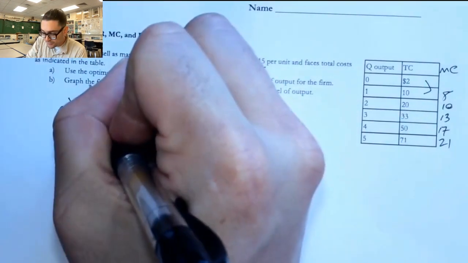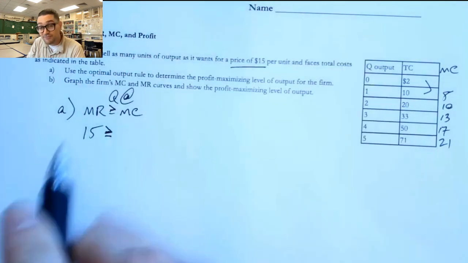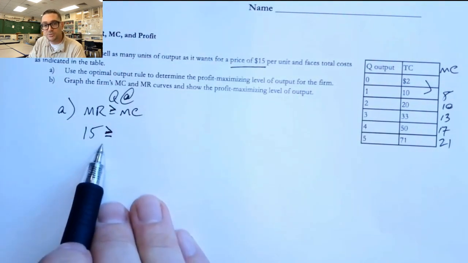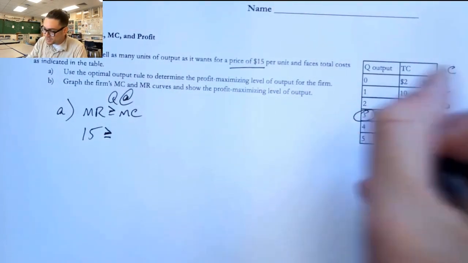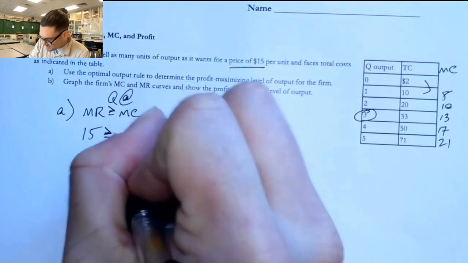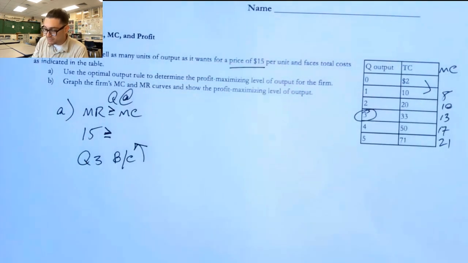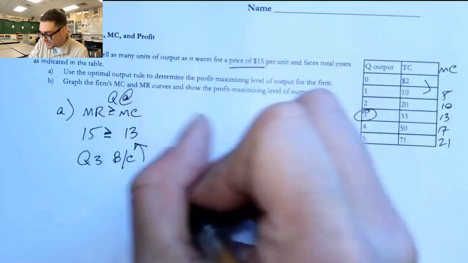So that means we're going to look for the last unit where the marginal revenue is greater than or equal to the marginal cost. It wouldn't make sense to produce a unit if the additional cost of that unit was greater than the additional revenue that we got. That wouldn't make any sense. So we want to find that one, and that's going to correspond to output quantity 3. And so we'd say Q3 because the marginal revenue of 15 is greater than or equal to the marginal cost, which is 13.